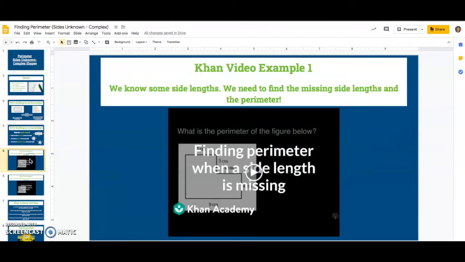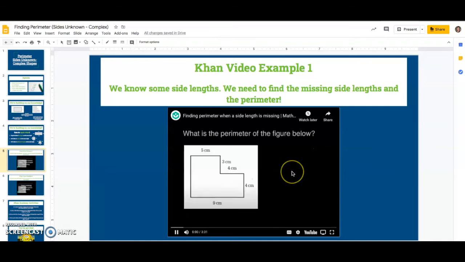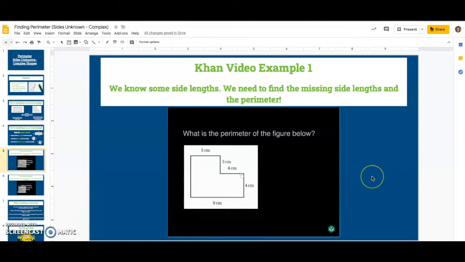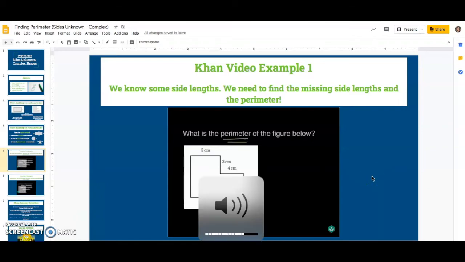Okay, time for our first video. So in this video, we're going to look at a problem where we know some side lengths and we need to find the missing side lengths and the perimeter. What is the perimeter of the figure below? So down here we have this figure, and we are asked to find the perimeter of this figure.